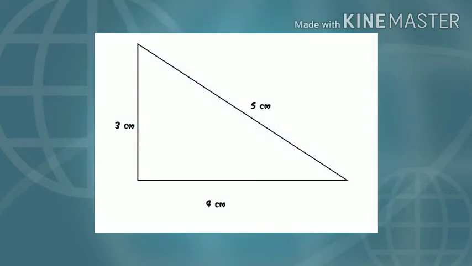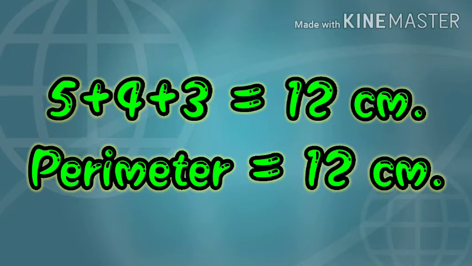Next is a triangle. Sides are 5 centimeters, 4 centimeters, 3 centimeters. The perimeter of a triangle is the sum of the lengths of all 3 sides of the triangle. 5 plus 4 plus 3 is equal to 12 centimeters. So, perimeter is equal to 12 centimeters.